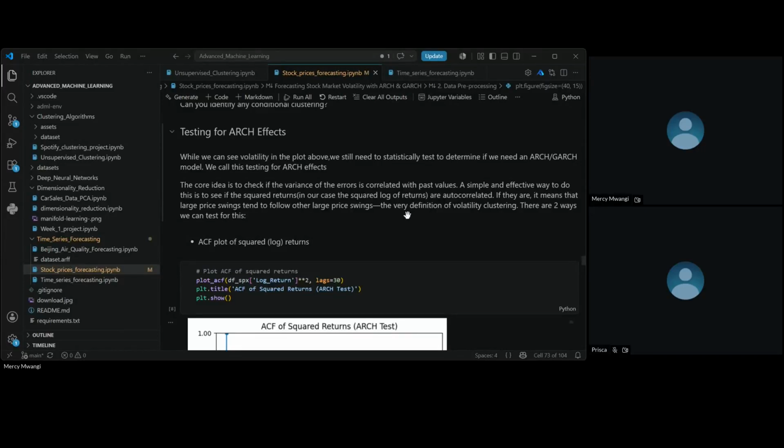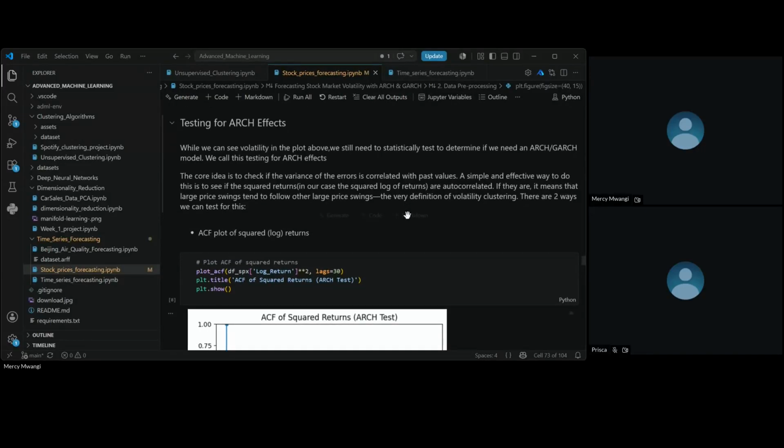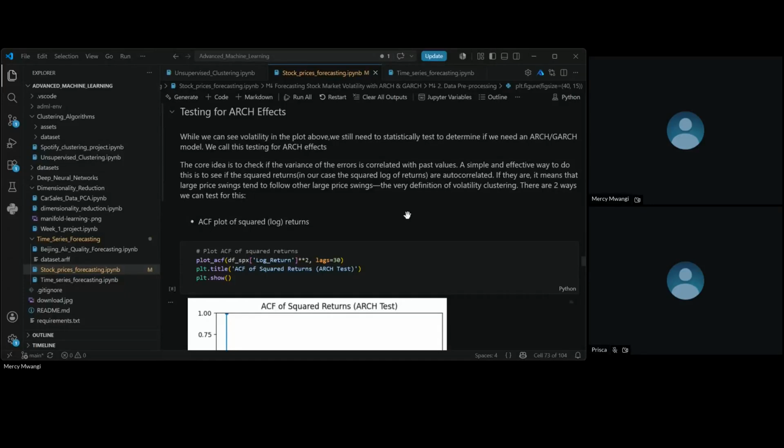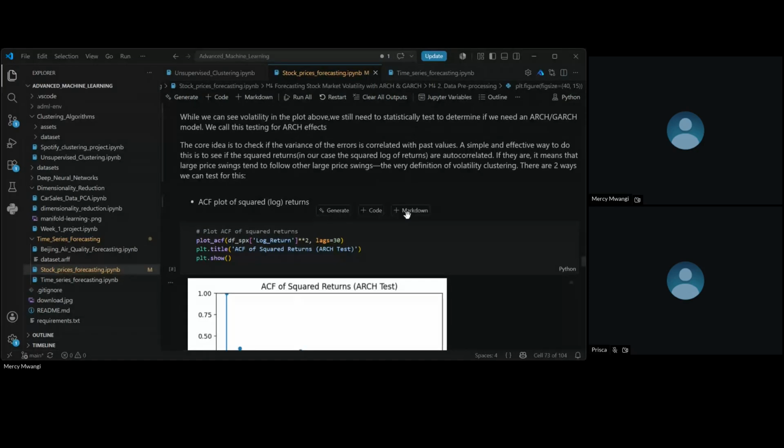So a simple and effective way to do that is to see if the squared returns... in our case, we're going to do the squared of log returns. So you'll do the squared returns if, when you were changing from non-stationary to stationary data, you used the return. So you just did a simple differencing, or in our case, we did the log return. So we're going to square the log returns and check if the squares of the log returns are autocorrelated. All right, so we're basically doing an ACF of the squared log returns.